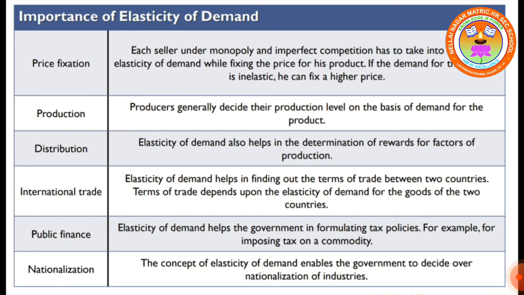Distribution means elasticity of demand also helps in the determination of rewards for the factors of production. Then the fourth one is international trade. Elasticity of demand helps in finding out the terms of trade between two countries. The terms of trade depend upon the elasticity of demand for the goods of the two countries.